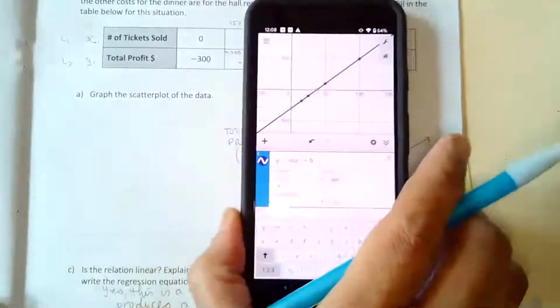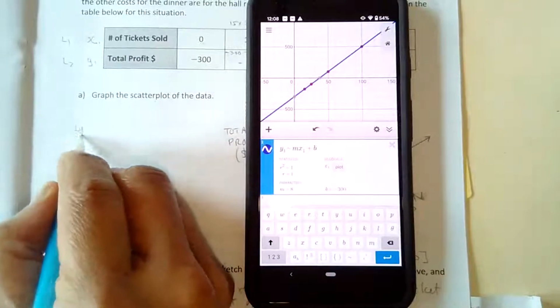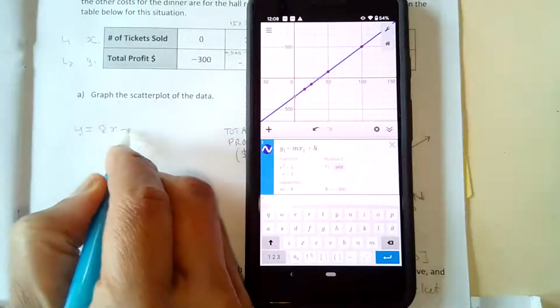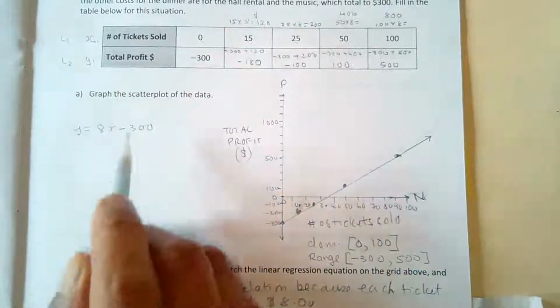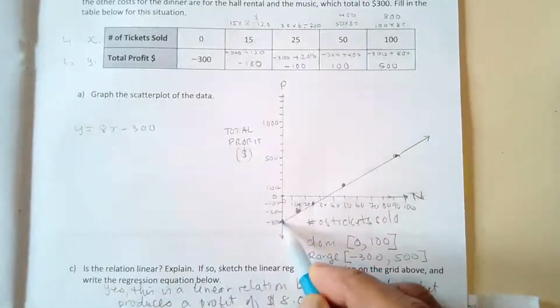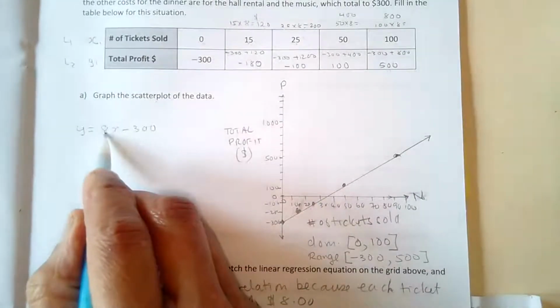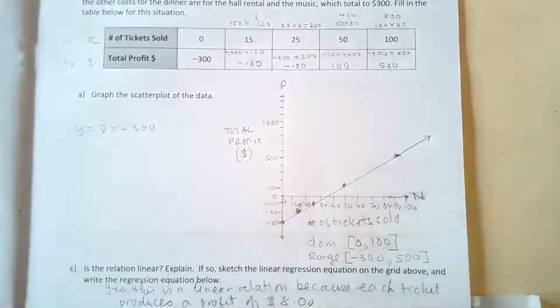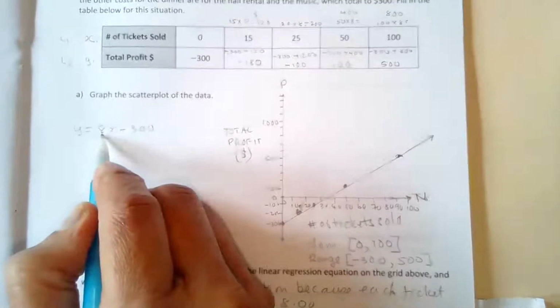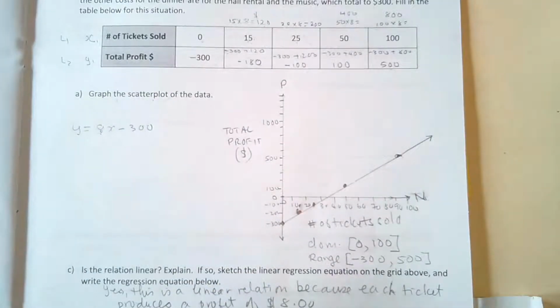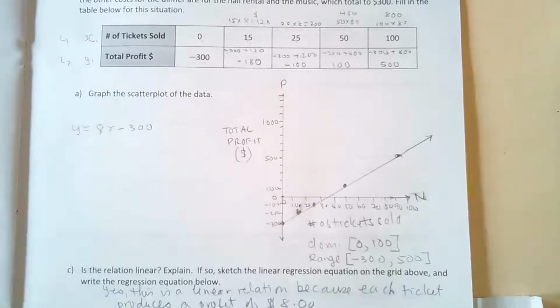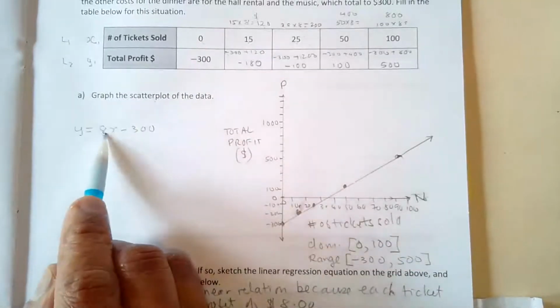Okay, now we've done that. So we can write our equation here. Y is equal to 8x minus 300. And I'll explain to you. Negative 300 is your y-intercept, which crosses the y-axis at negative 300. 8 is your slope. It means each ticket sold makes a profit of $8. That's why that number is an indication of a straight line. The profit for each ticket doesn't change. So each ticket, the profit is $8. That's what that interpretation means.